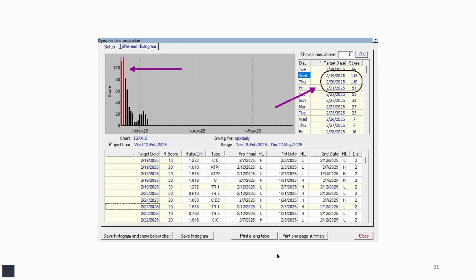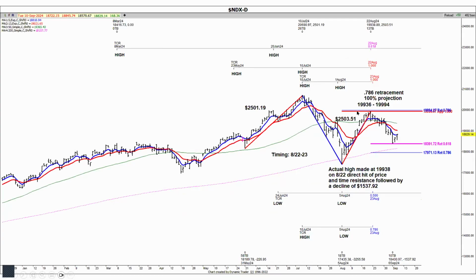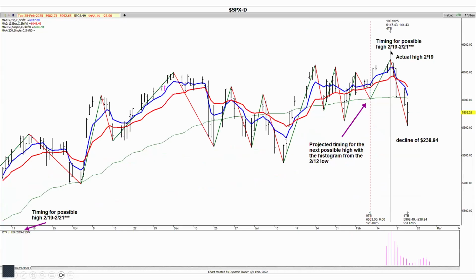But here, in this case, I believe, let's go back to this one, made the actual high on the 19th, which was directly within that time window, into the decline that we had. This is just missing today's data. But we did see a healthy decline initially off of there. That was 238 or 238.94 in S&P cash.